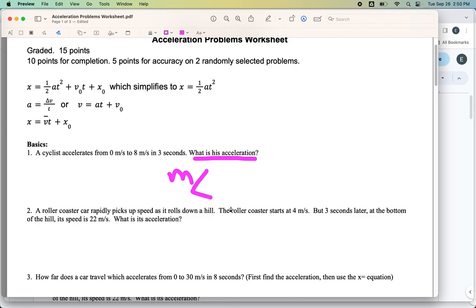Let's see if that all shows up. Oh, this annotation's terrible here. I'm very sorry, it's just really slow. Okay, so we got to get rid of all that. Well, you just have to hear what I'm saying. Meters per second per second for what is his acceleration.